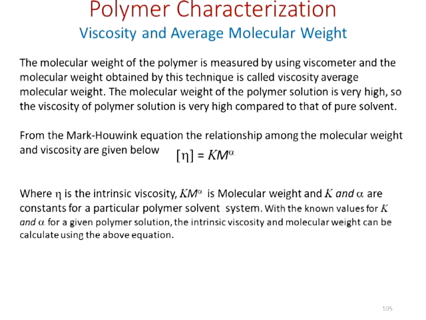But again, no one does this calculation by hand anymore. It's all in the app or in the software. But this is the exposure to the relationship between the intrinsic viscosity, the molecular weight, and there are some constants relative to the type of solvent you use. Now, with the known values of K and alpha for a given polymer solution, the intrinsic viscosity and therefore the molecular weight can be calculated using this equation, and that is the bottom line.